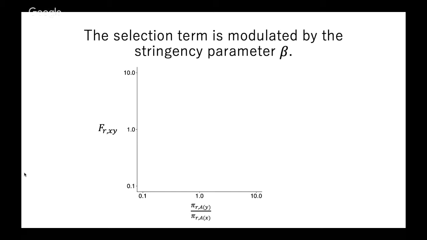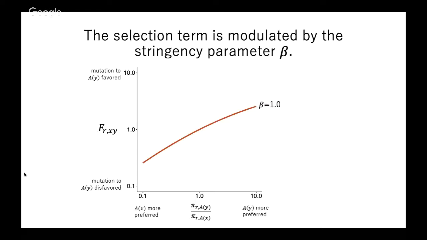We can visualize the relationship between the preferences, beta, and the selection term. Here on the x-axis is simply the ratio of the preference for the ending amino acid, A of y, to the preference for the starting amino acid, A of x. On the right-hand side, we have changes to more preferred amino acids, and so these are changes we would expect to be selected for. And then on the y-axis, we have the selection term, with higher values indicating a stronger selection for the change.